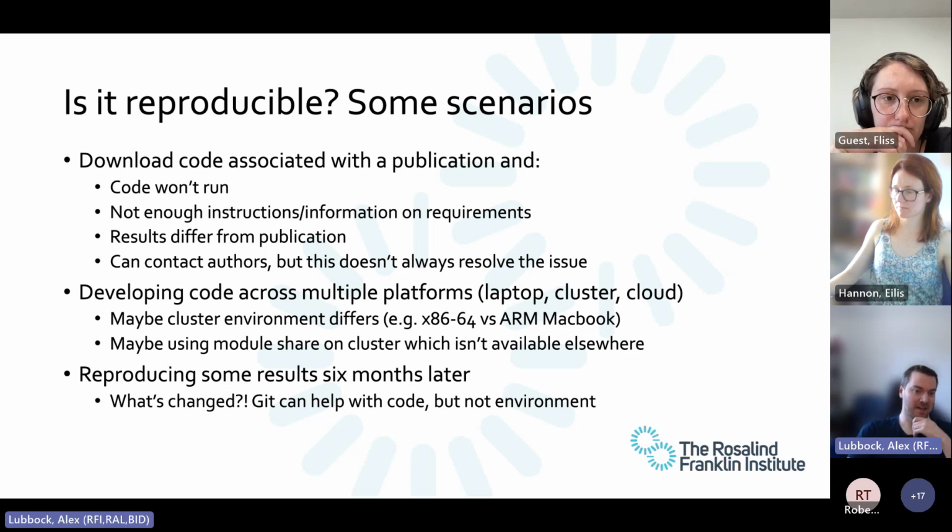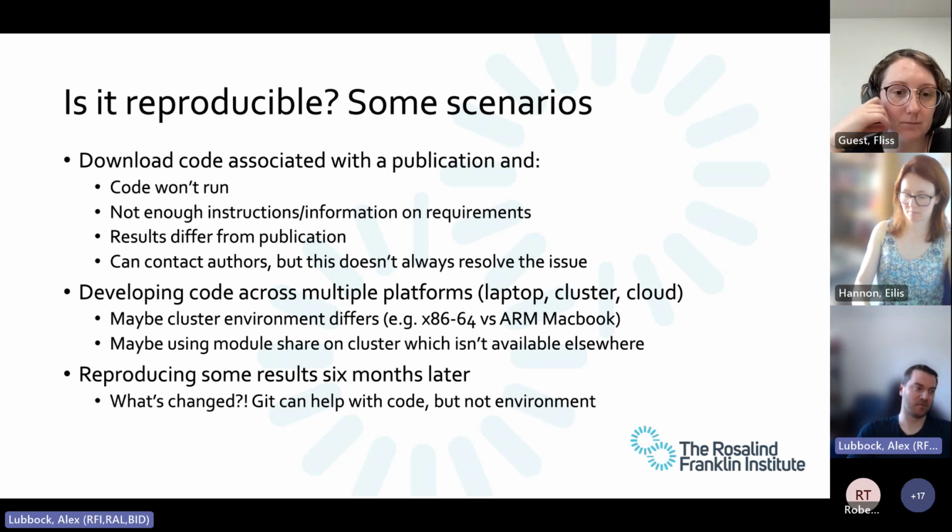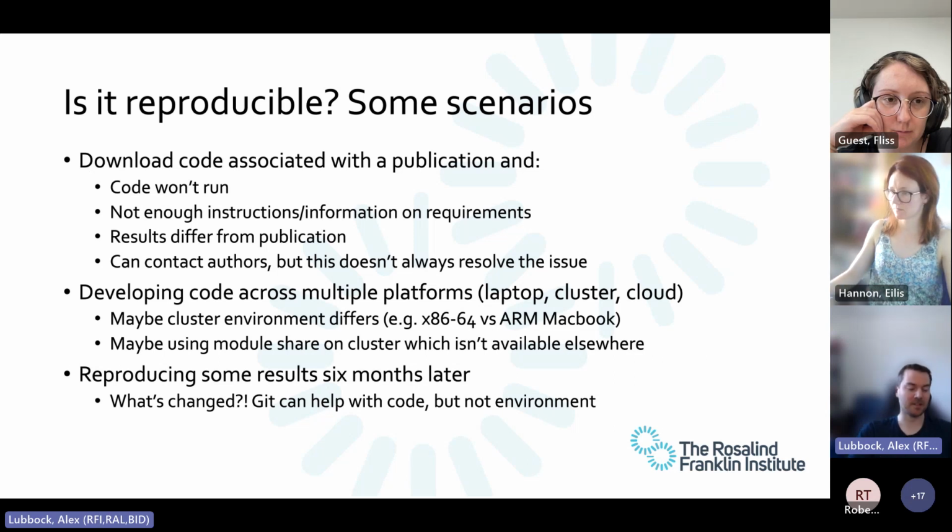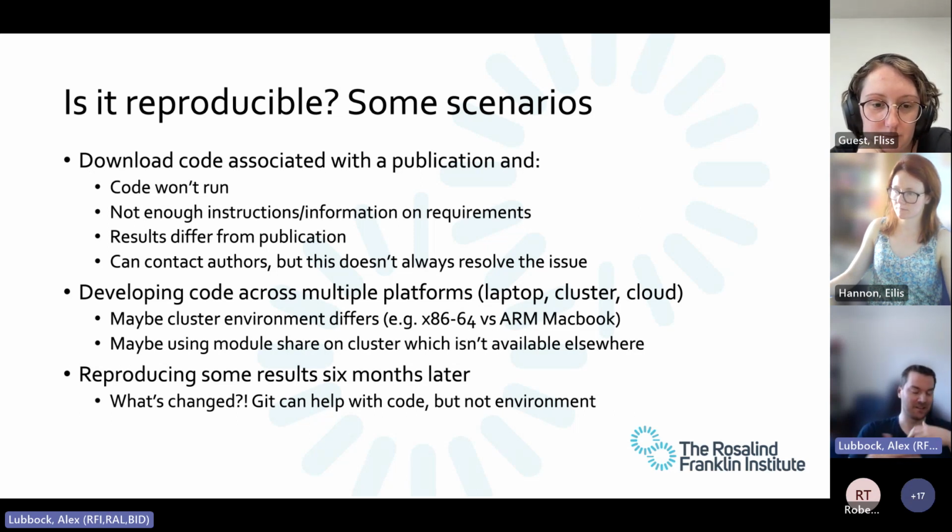Another scenario, developing code across multiple platforms. If you're working on your laptop for development and then running some code on a Slurm cluster, for example, maybe there are some differences in those environments, like the CPU architecture. There's a module on the cluster which you haven't got on your laptop. There could be these differences that have an effect on reproducibility. And an annoying one that I've certainly run into, and I'm sure many other people have, is that you write some code, and then you come back to it six months later or sometime later, and you're struggling to reproduce what you did before, and you're wondering, well, what's changed?